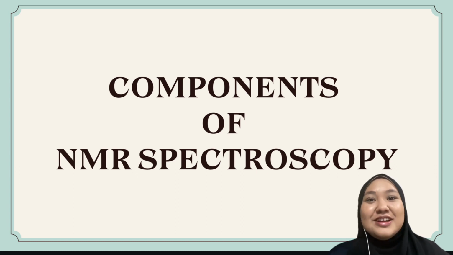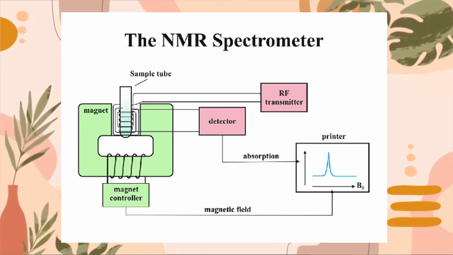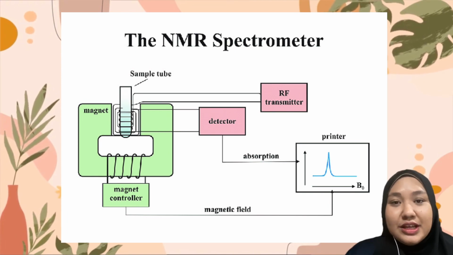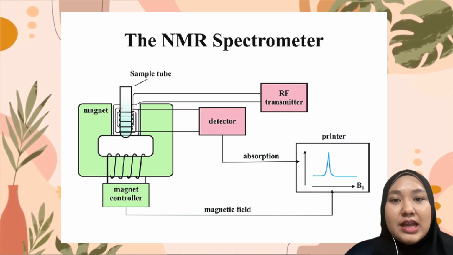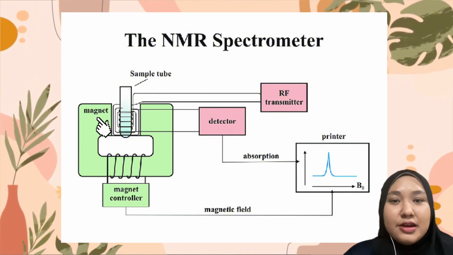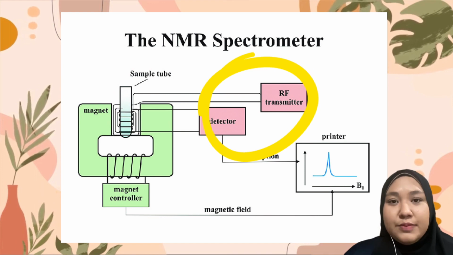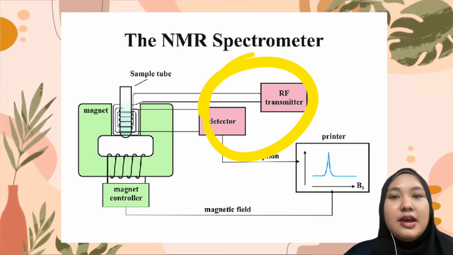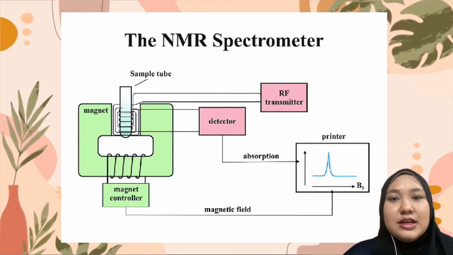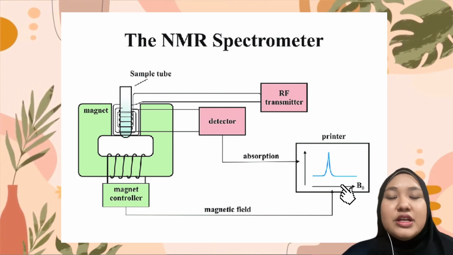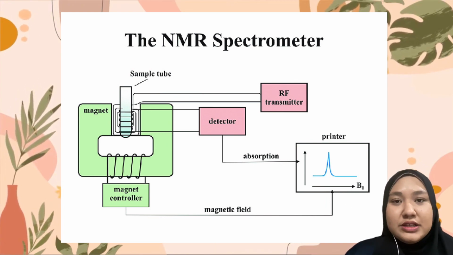Hi everyone, so let's move on to the components of NMR. There are three main machines in NMR. The first one is the NMR magnet, second is the NMR spectrometer console, which includes the radio frequency system, including the transmitter and detector. And lastly is the workstation computer that manages the NMR instrument operation.